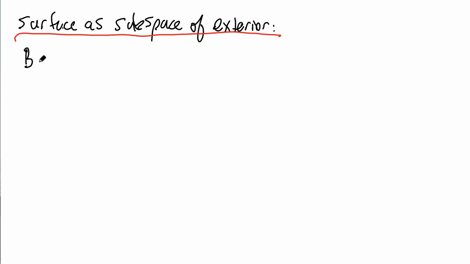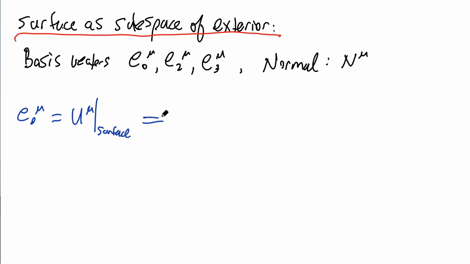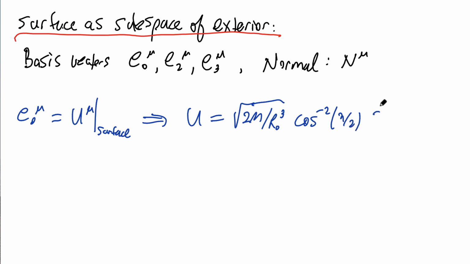Once again, we need to construct the basis vectors E0, E2, E3 that span the surface, and also the normal vector n^μ. So we'll start with E0. Remember, this is just the forward velocity of the dust at the surface. Now the forward velocity is written as a derivative operator as square root of 2m over r naught cubed times cosine to the minus 2 power of eta over 2 d by d eta.